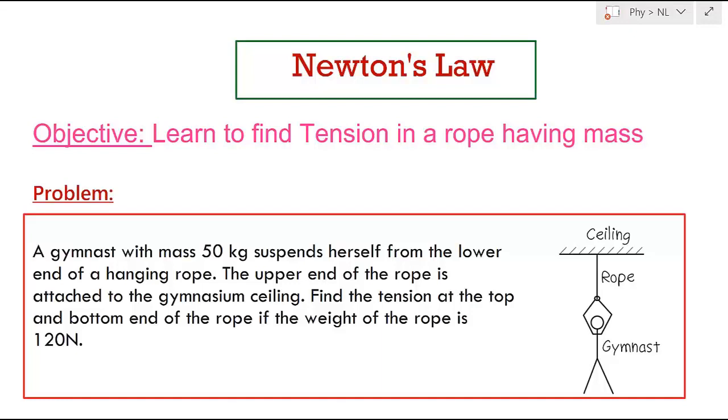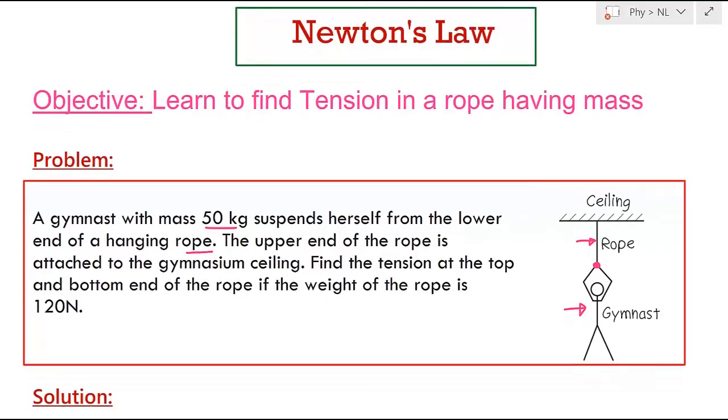So this problem says a gymnast with mass 50 kg suspends herself from the lower end of a hanging rope. So this is a hanging rope, and this gymnast hangs herself from the lower end of this hanging rope. And the mass of the gymnast is given, that is 50 kg. So let us write it here. Mg is equal to 50 kg.